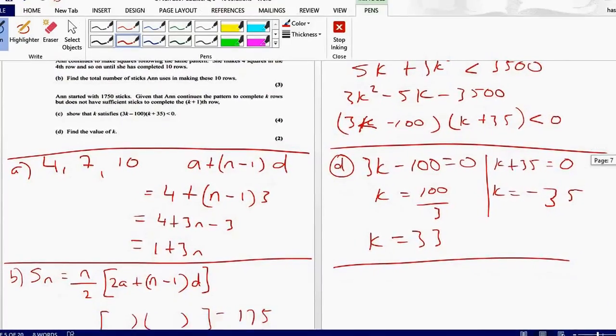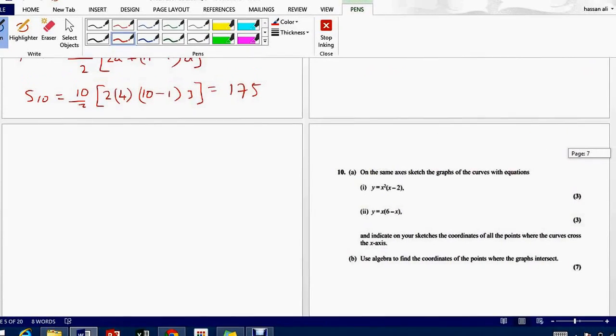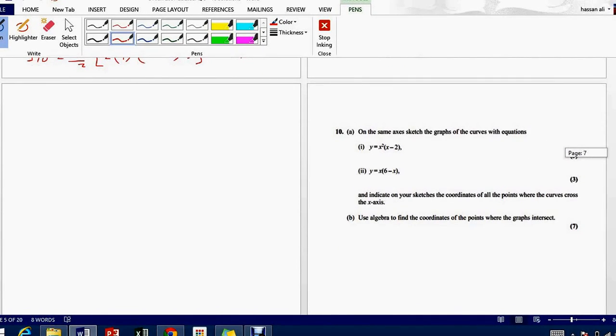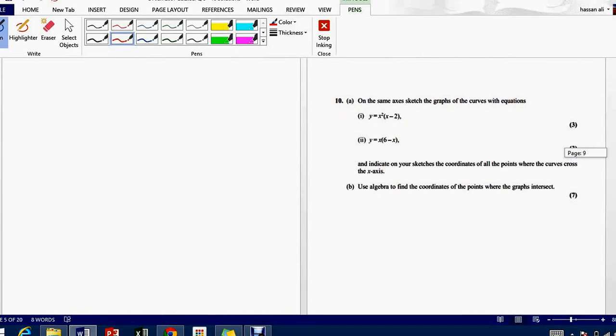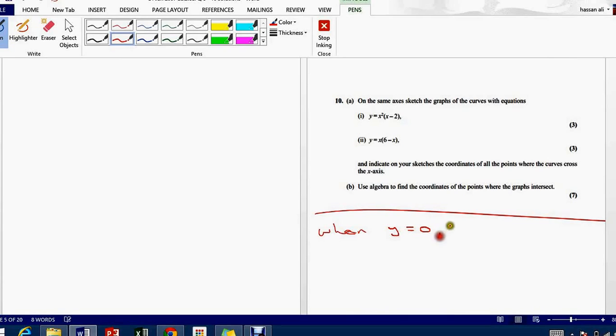Right, finally the last question. It says on the same axes, sketching curves. Again, it's asking you to sketch the curve for y equals x squared times x minus 2. So what you have to work out is when y is 0, x will equal 2, or x will equal 0.